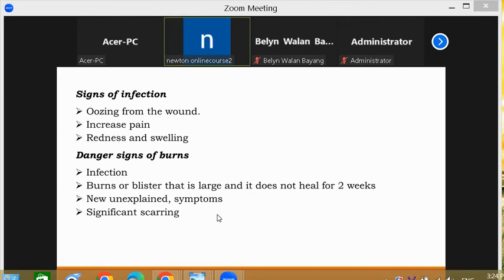Another dangerous sign of burn is also after giving the treatment, the patient will be developing some new symptoms. The patient tells that my skin is removing from that area, and if I am touching, I cannot feel anything.